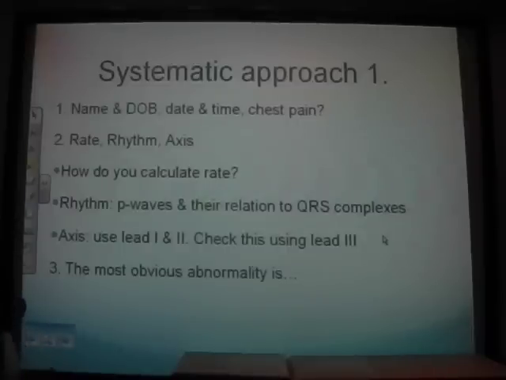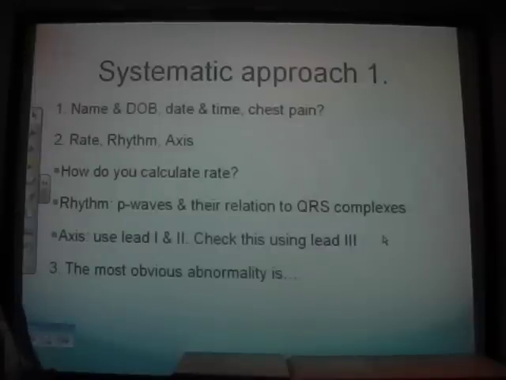And then we look at rhythm. So what are the P waves doing? So are they there, first of all, and what's their relation to the QRS complex, and then axis? Does everyone feel happy with axis? Good. And so I always use lead 1 and 2, and I think that's what you've been taught to do as well, and then you just check that with lead 3 to make sure it all is in accordance.